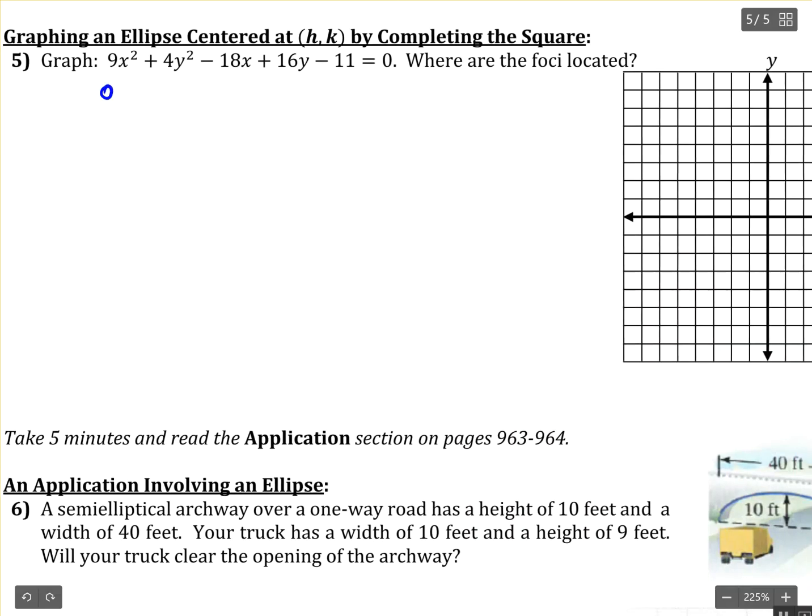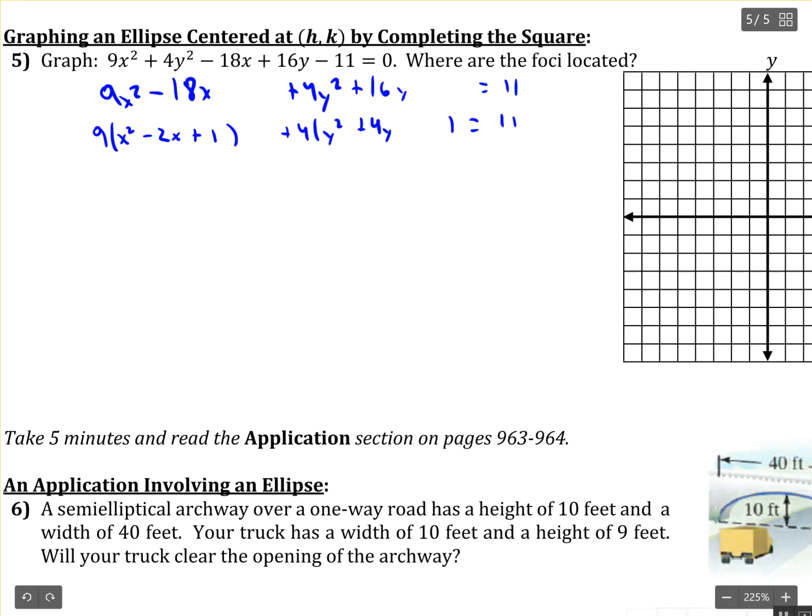So let's just rewrite this as 9x squared minus 18x plus 4y squared plus 16y equals 11. Now I'm going to factor out a 9 here. Factor out a 4 here. So half of 2 is 1. Squared is 1. And so I add a 1 here. By writing a 1 there, I actually added 9. So I'm going to balance it by adding 9 to this side.